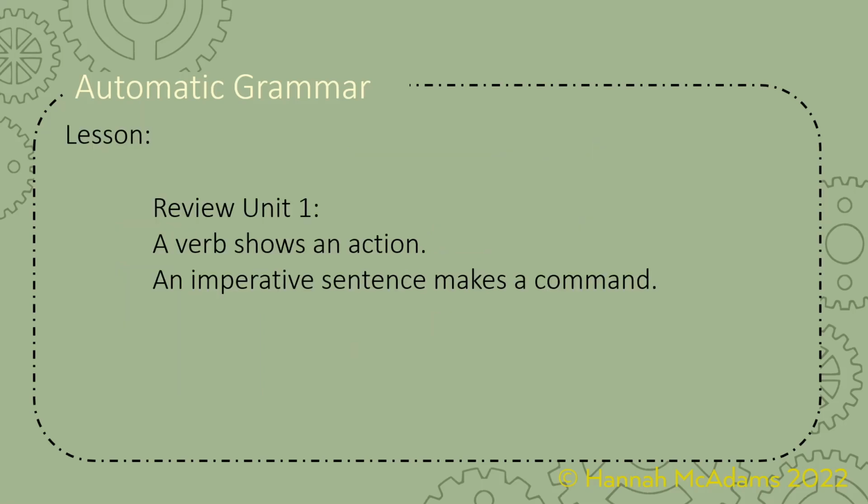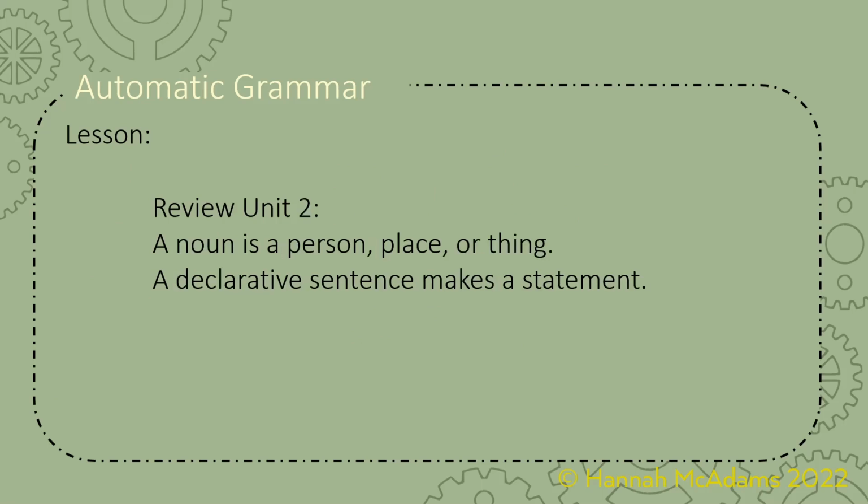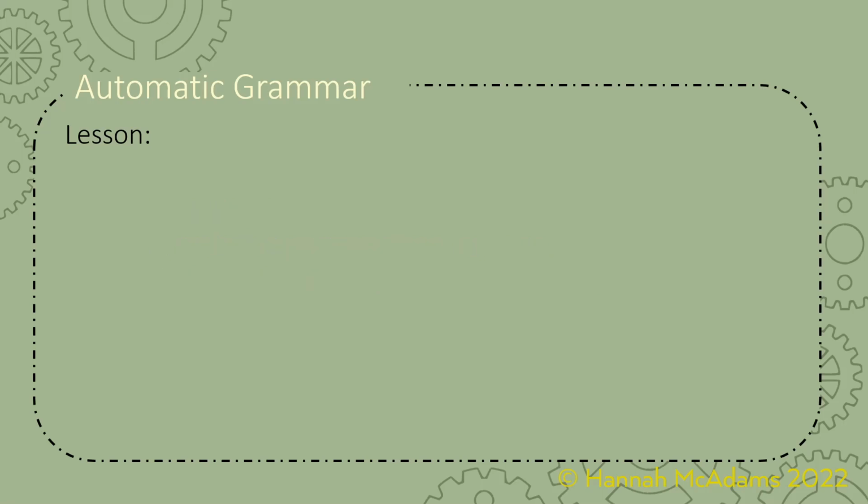First, let's review what we've already learned. A verb shows an action, an imperative sentence makes a command. A noun is a person, place, or thing, and a declarative sentence makes a statement. Okay, so for our lesson today, we're going to talk about adjectives. An adjective describes a noun.